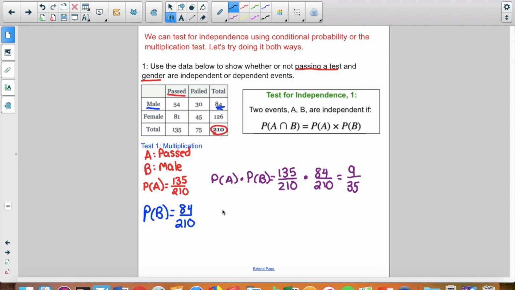Now let's use our table to find the probability of A and B. This means the probability that we have someone who passed and they're a male. If we look at passed and we look at male, they intersect at this 54. So that means 54 out of the absolute total of 210 passed and were male. Now we have to compare these two numbers. I cannot easily compare 9 over 35 to 54 over 210. It's a lot easier to compare decimals, so I'm going to change them to decimals.